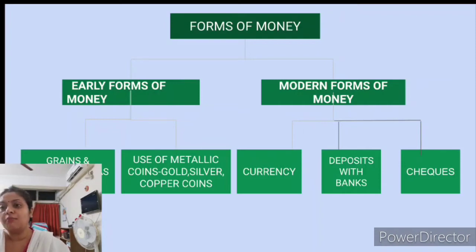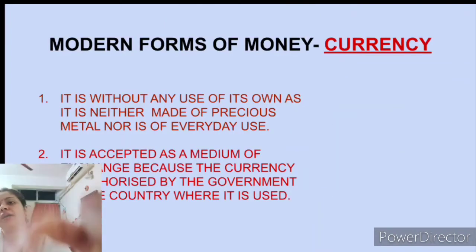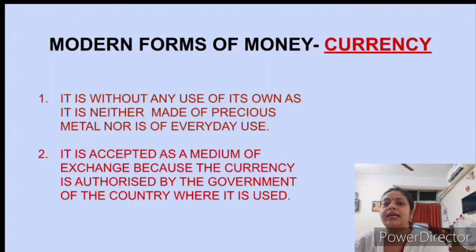The first modern form of money is currency. So let's understand it in more detail. What is currency? Currency are the paper notes, the paper money, that we use. But a very important characteristic of a currency note is that it does not have any value of its own. If it just lies on the ground, it's just a piece of paper.